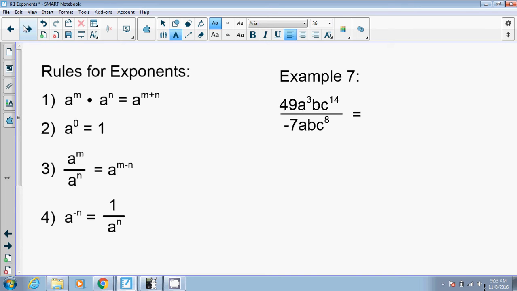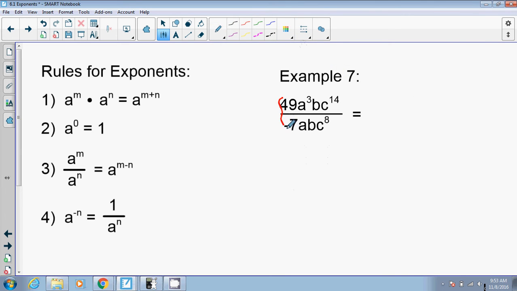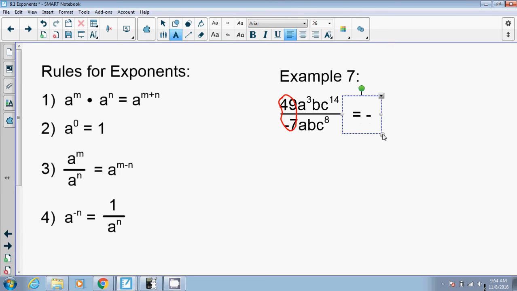The next example I want to look at is 49a to the 3rd bc to the 14th, and I want to divide that all by negative 7abc to the 8th. Again, all we're going to do here is divide similar bases. But before we actually divide the similar bases, let's divide the numbers out. Remember, these are just numbers. So I'm going to divide the 49 and the negative 7. 49 divided by negative 7 gives me negative 7.